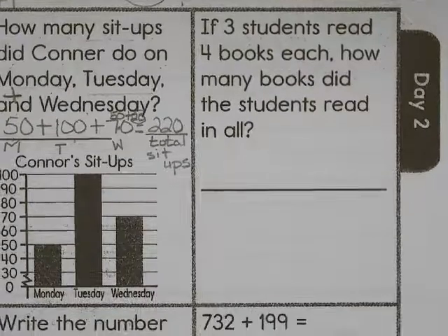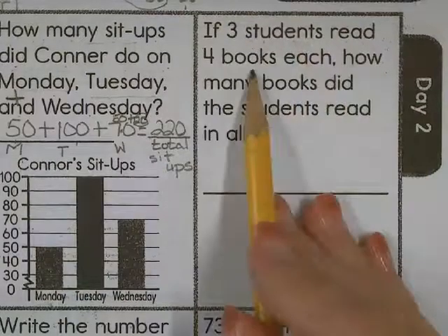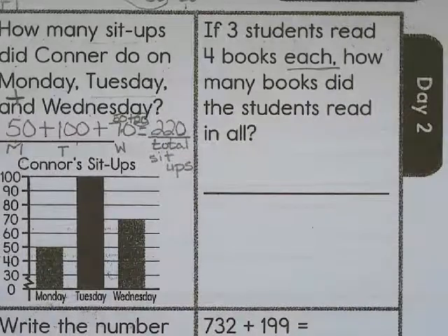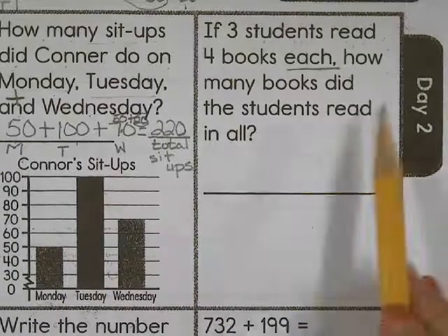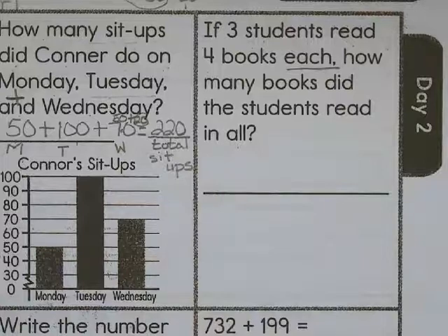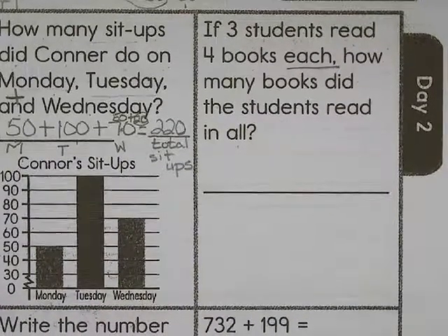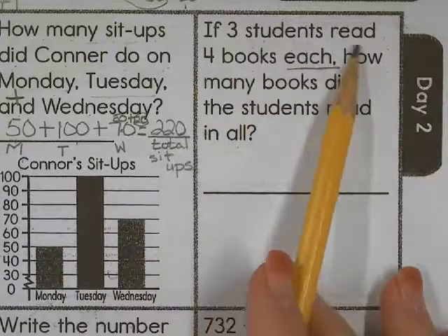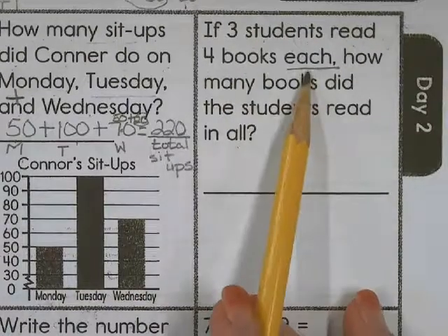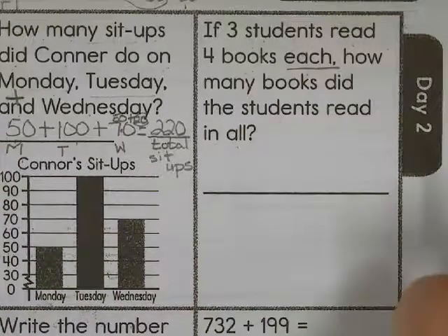Okay, next problem says, if 3 students read 4 books each, very important word, each, how many books did the students read in all? So notice it doesn't say 3 books and 4 books. It's 3 students read 4 books each.